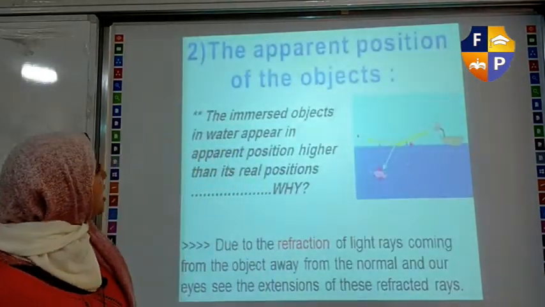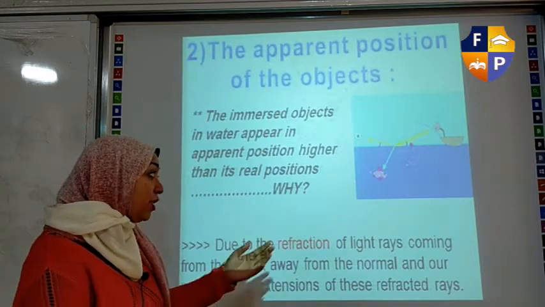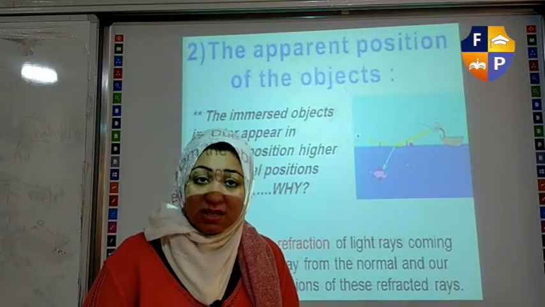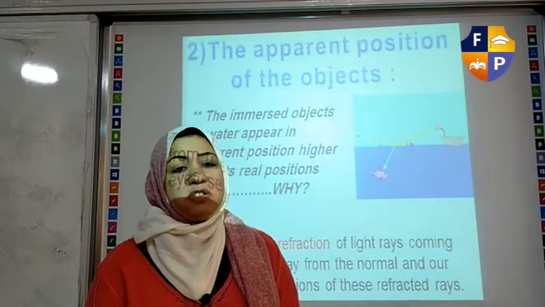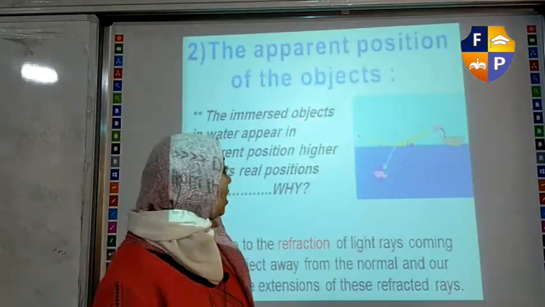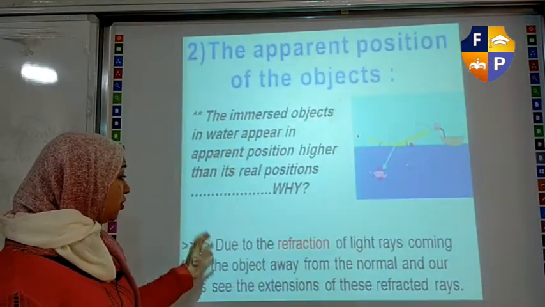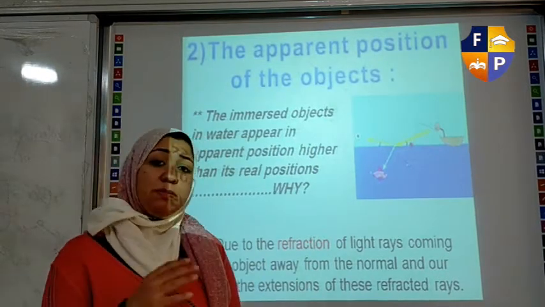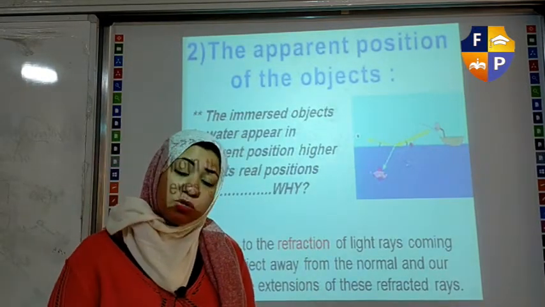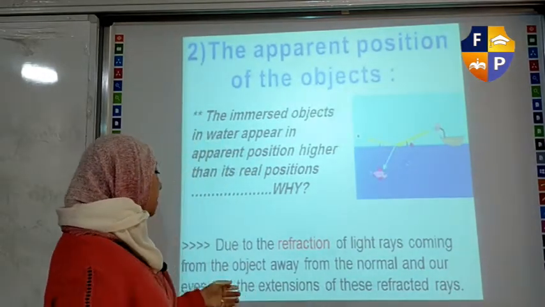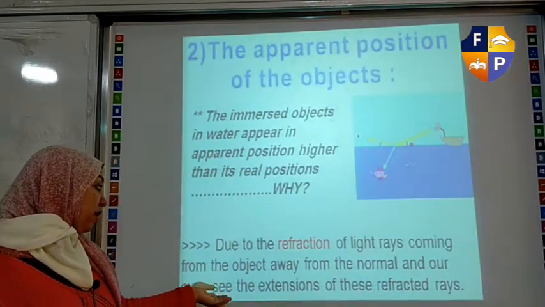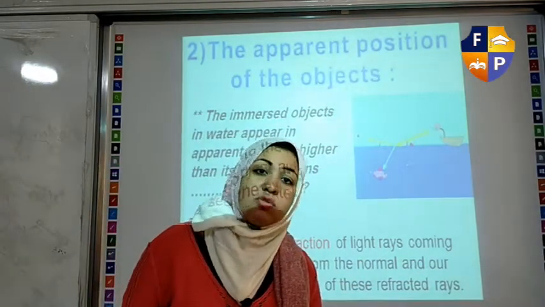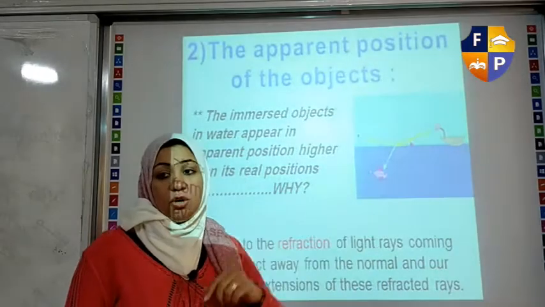Let's continue. The apparent position of the object. When you are in a boat and you look at the fish under the sea, you see an apparent position of this fish. Why? Because of the refraction of the light coming from the sun, as it moves through the air and then through the water. So it will bend away from the normal line, and our eyes will see the extension of these light rays. So it will not be the real position of the fish.